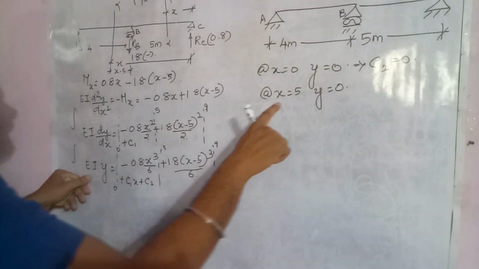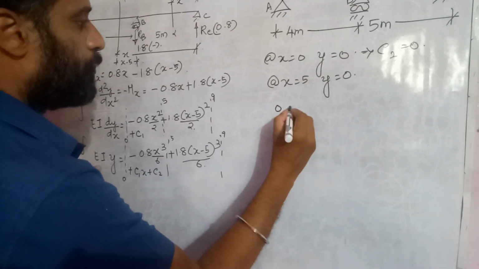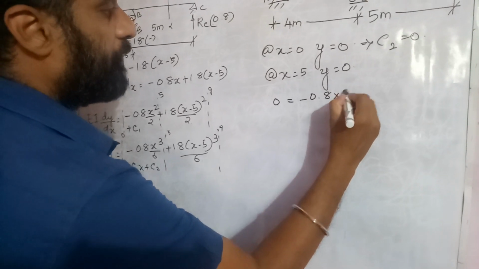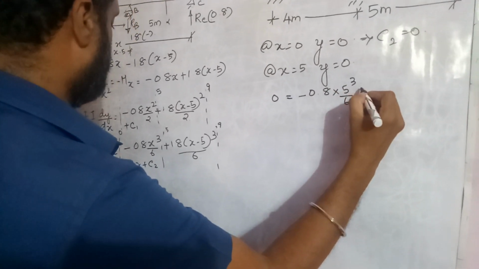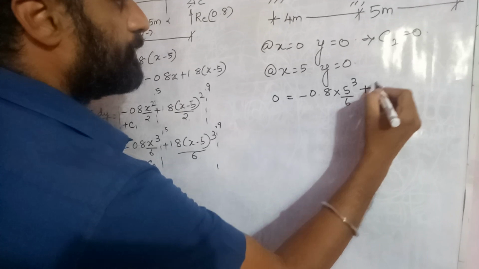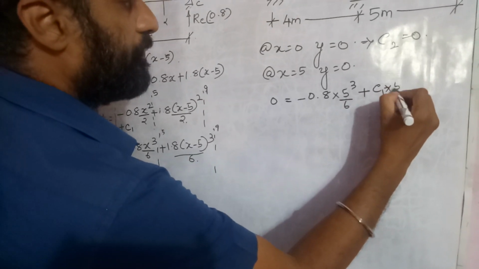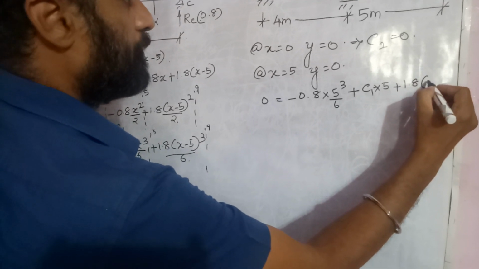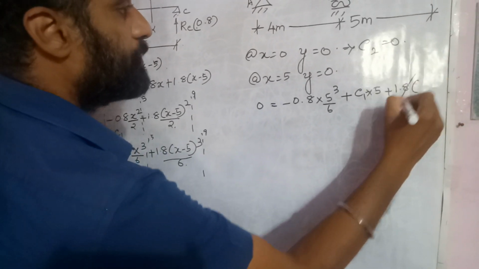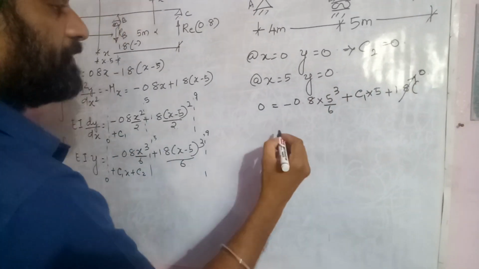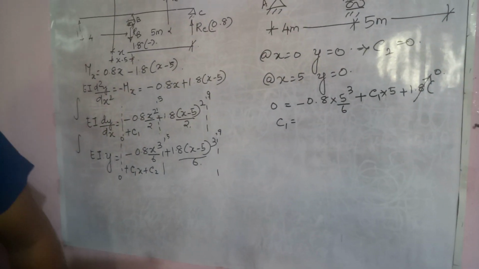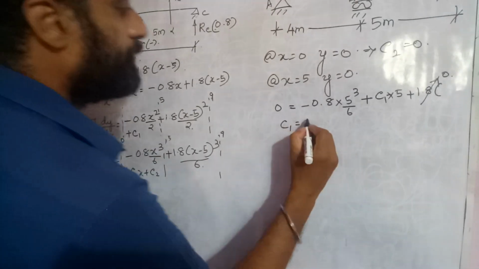Substituting at x equal to 5, 0 equals minus 0.8 into 5 cube divided by 6 plus C1 into 5 plus 1.8 into... obviously this term is 0, so there is no need for you to even consider this one. On substituting the value, C1 will be equal to 3.36.